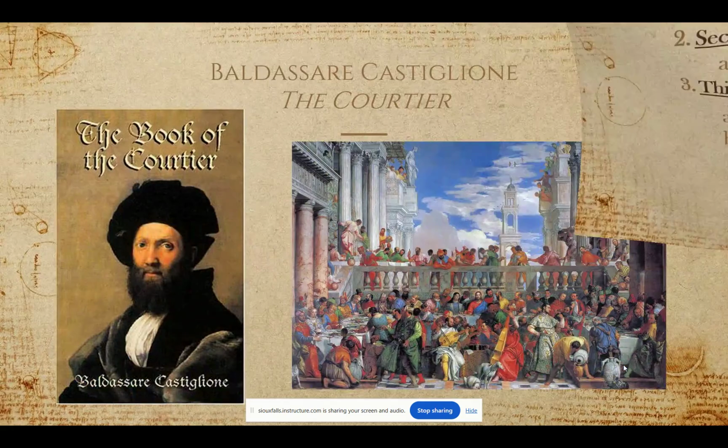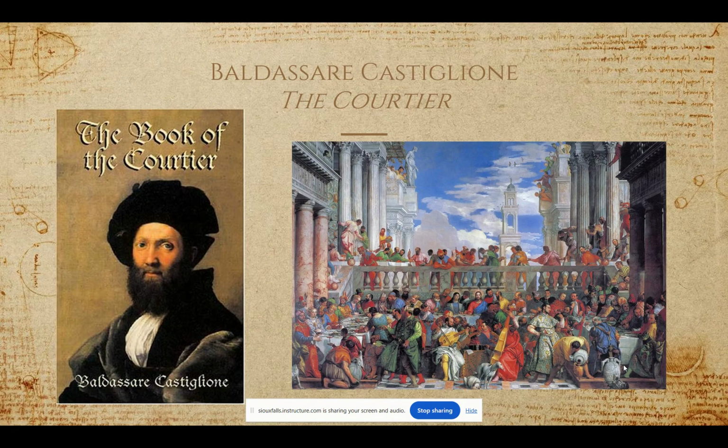And a lot of what we know about specifically social classes in Italy at the time comes from a book that some of you have read portions of in 10th grade. If you haven't, I did post it to Canvas under modules. It's a quick read, it's good stuff. The author of this guidebook on how to be a Renaissance man is Baldassare Castiglione. It's kind of a mouthful. Baldassare Castiglione wrote the book The Courtier.